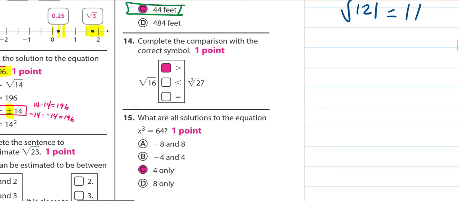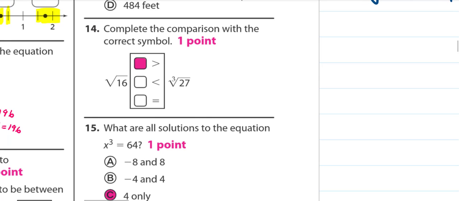For number 14, we're just comparing and we're choosing the correct inequality symbol. And so it says to complete the comparison, we know that the square root of 16 is going to equal 4, and the cube root of 27 equals 3. 4 is greater than 3, and so that's why we have that answer choice.